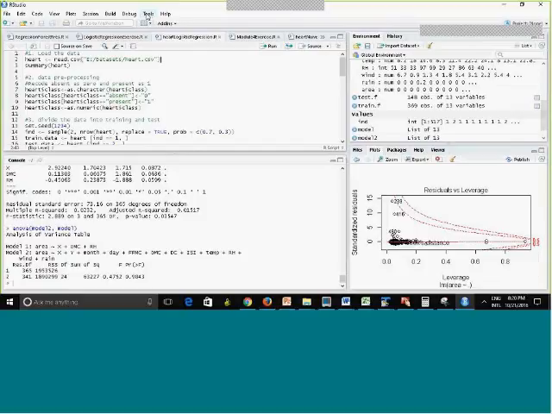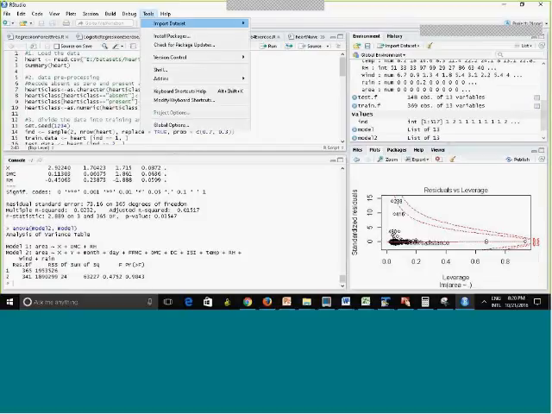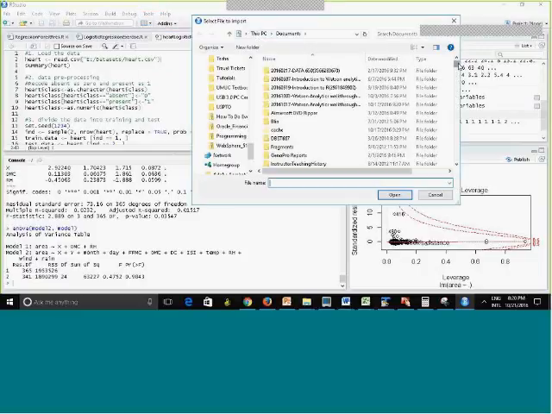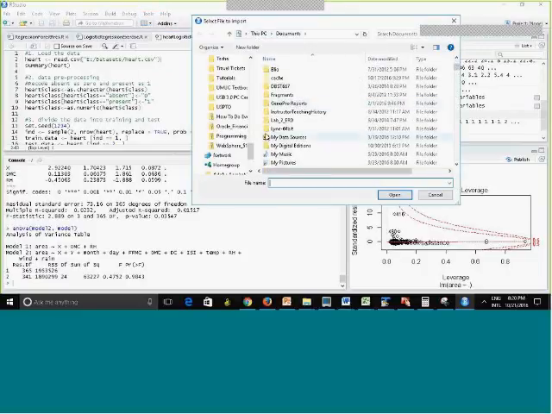So let me do this now. Tools, import data set from local file, and I'm going to do this. I'm going to go back to my data sets folder.